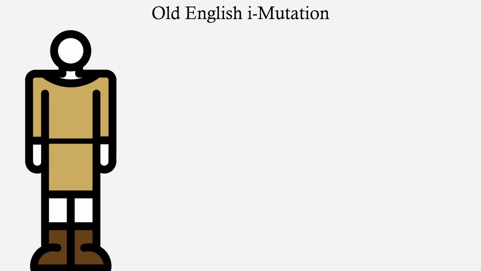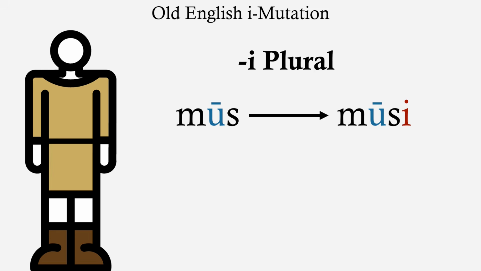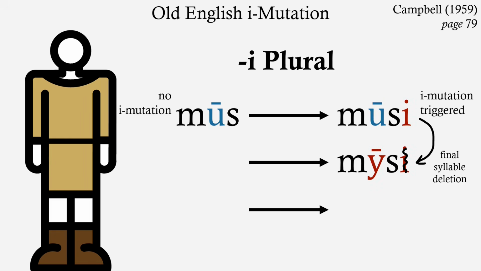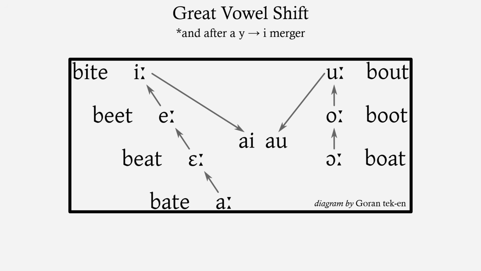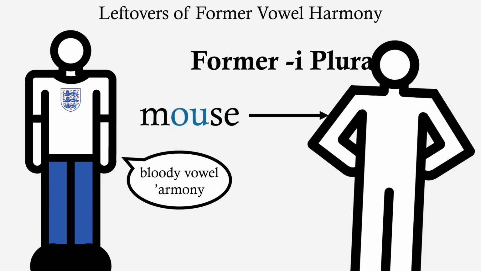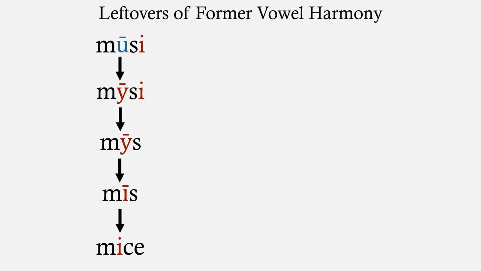And now, say if you have a word that takes a plural form with an I, like moose to moosi, well, in the plural form you're going to get I mutation, so it's going to become mysi. Unfortunately, that final syllable then got deleted in Old English for reasons beyond the scope of this video, so you get the plural mys. One great vowel shift later, you end up with the paradigm mouse, mice. So English speakers live with the effects of vowel harmony every day. It's there, in a way, whenever we speak of mice and men.